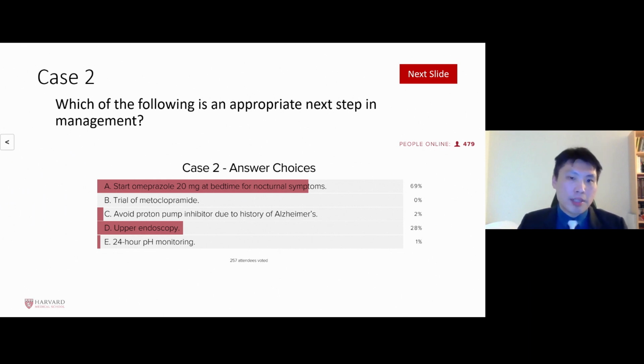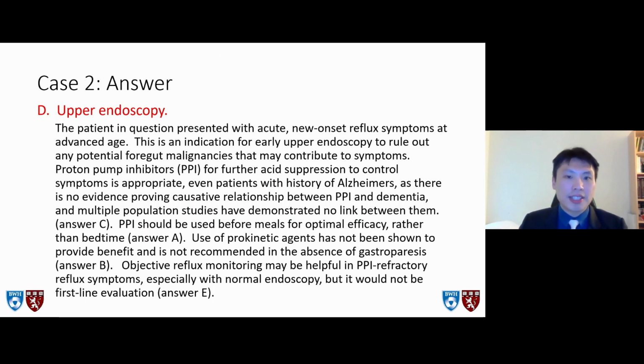Metoclopramide would not be appropriate in this patient without gastroparesis, and 24-hour pH monitoring is a little too early right now before we tried other things.